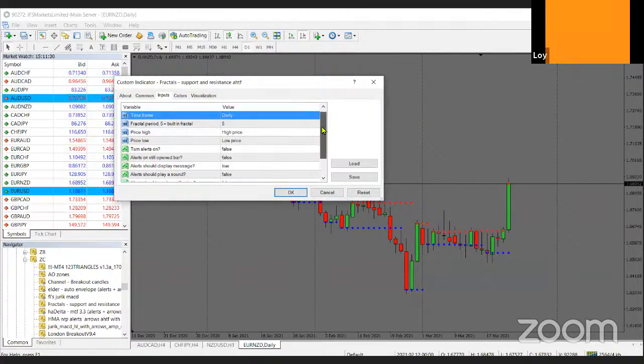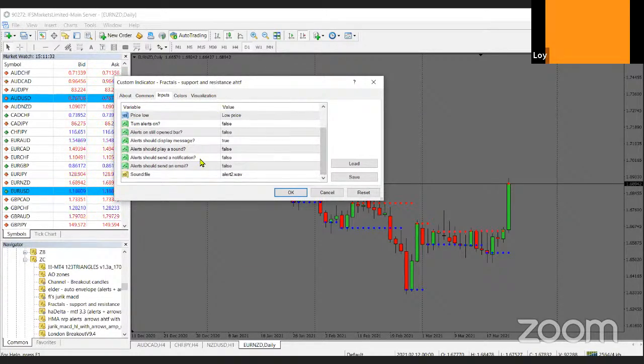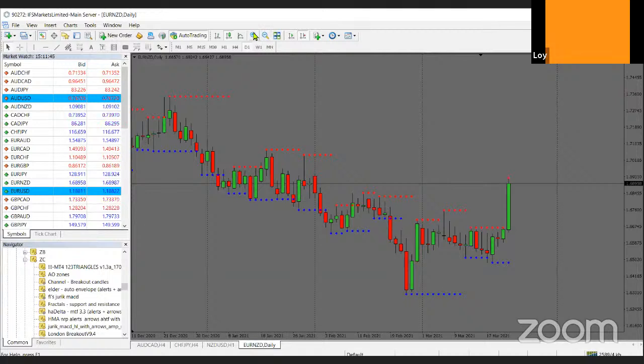Stick back to daily time frame. Then of course it comes with all the usual alerts. So if you're a price action trader who trades off purely levels, then the alerts will be useful for you. Right, and so I hope that clears up.